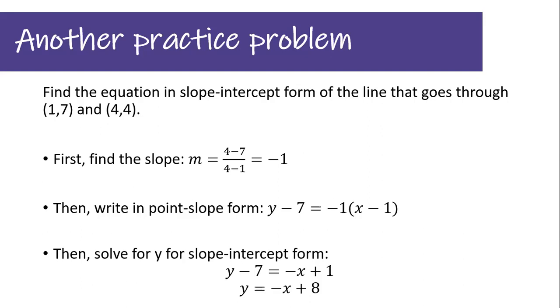We're going to distribute that -1 and then we're going to move the 7 to the other side so that y is alone. So we get y equals -x plus 8.